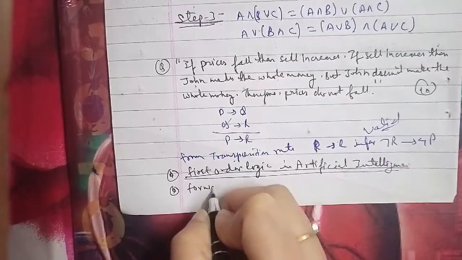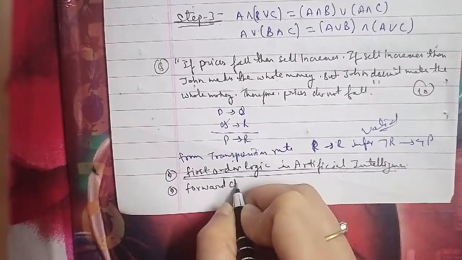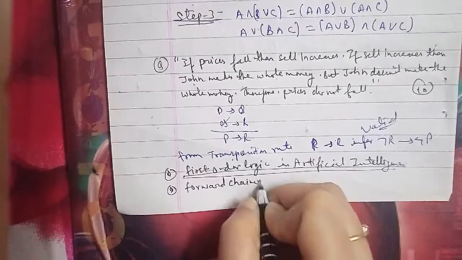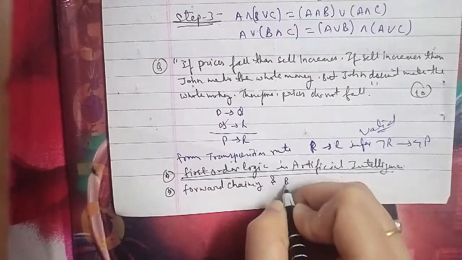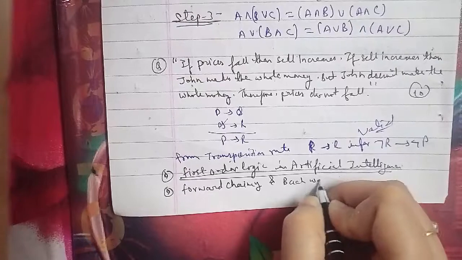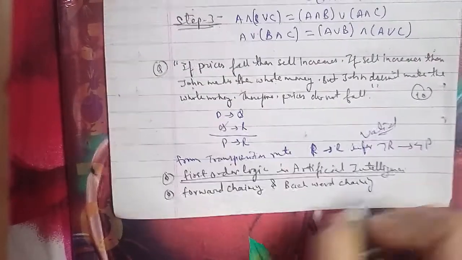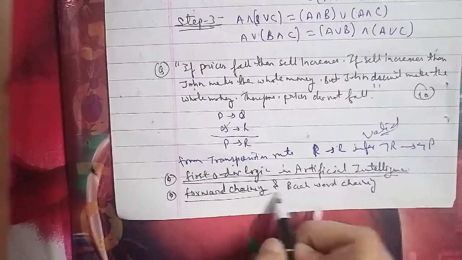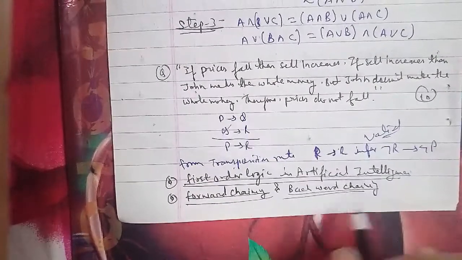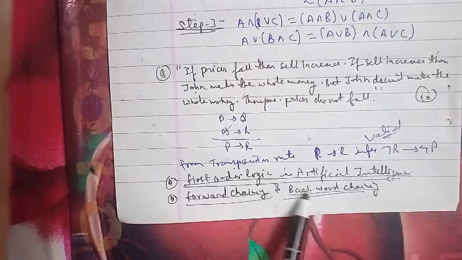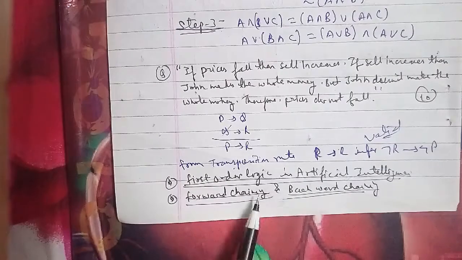Forward chaining and backward chaining have been asked in 16 and 17 for 5 marks. Forward chaining is a method of reasoning using inferences in artificial intelligence. Forward chaining starts with the available data and uses inference rules to extract more data from an end user, until an optimal goal is reached.